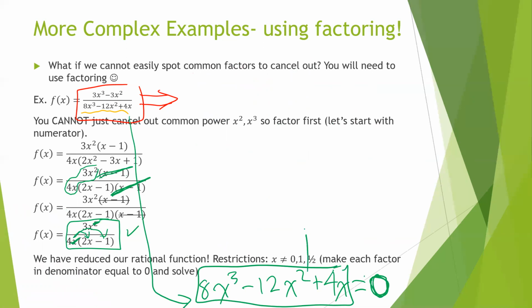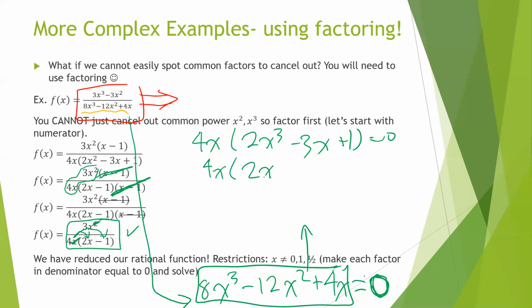And of course, we go up here and we just factor it out. Luckily, we actually did all the work above. So we end up getting 4x times 2x squared minus 3x plus 1. And that's equal to 0. And I'll reduce it even more. What do we end up getting? 2x minus 1 times x minus 1. And this gives you 0.